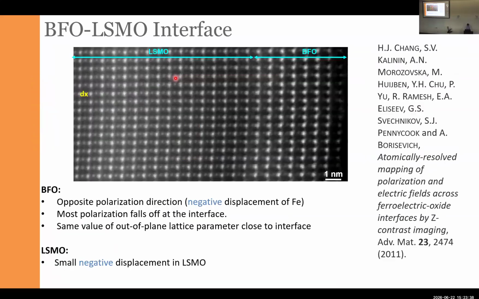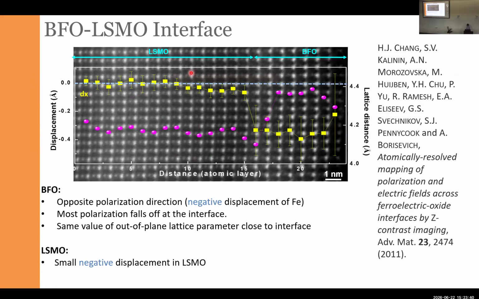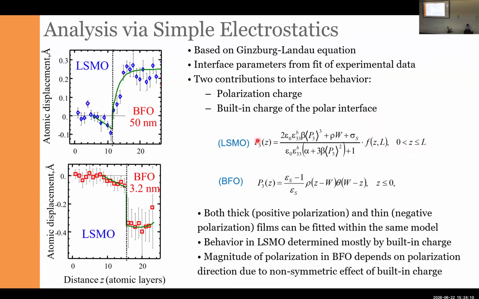But if we take the material that has the polarization in the opposite direction, so notice that this is also LSMO BFO, but in this case, polarization is towards the interface and not away from the interface. Notice that the behavior is totally different. So in this case, polarization is 0 here, polarization is negative here, then it goes down a little bit, but we don't really have this anomaly with the polarization going in the opposite direction, and we don't have the change of the lattice parameter.